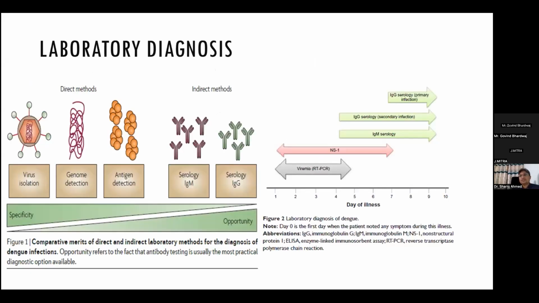Now, mostly I will discuss the laboratory diagnosis. So how can we diagnose dengue? Diagnosis can be made either by the direct method, which is virus isolation, genomic detection, and antigen detection, and the indirect method, which includes IgM serology and IgG serology. The first tests to become positive are the viral RT-PCR and the NS1 antigen, while serology gets detected later on, and it depends on whether it is a primary infection or a secondary infection.